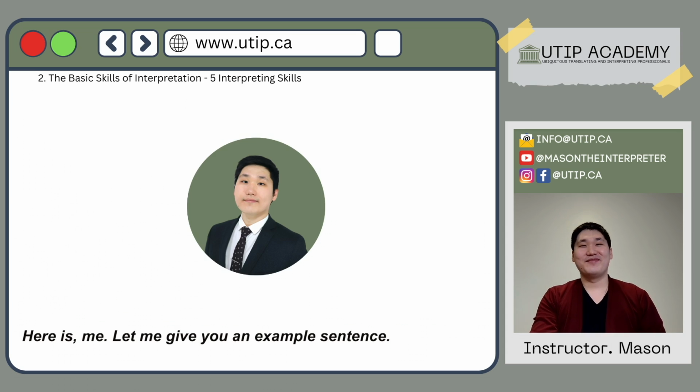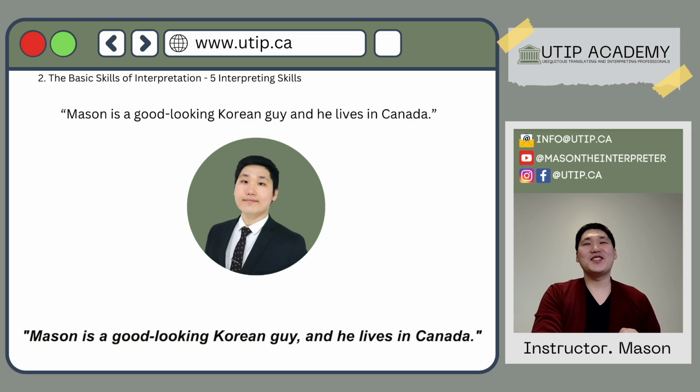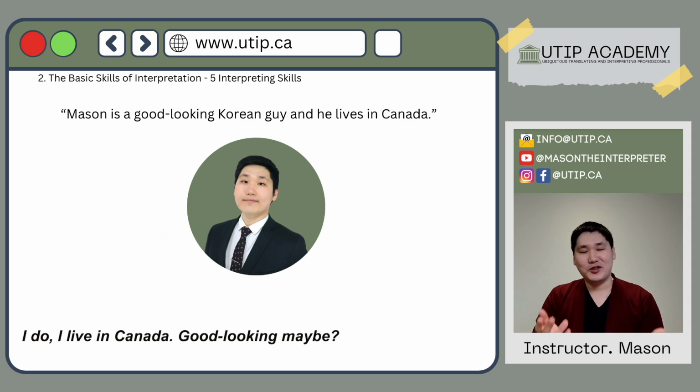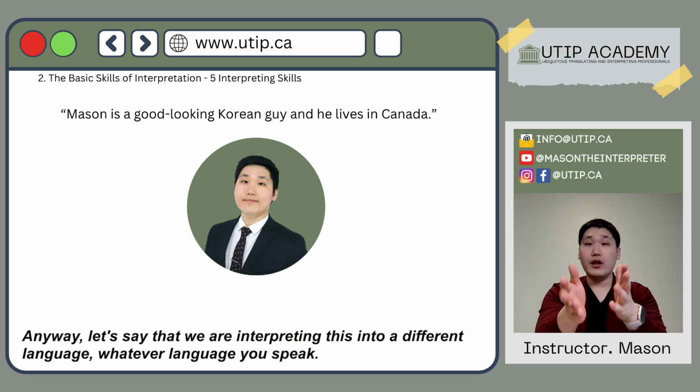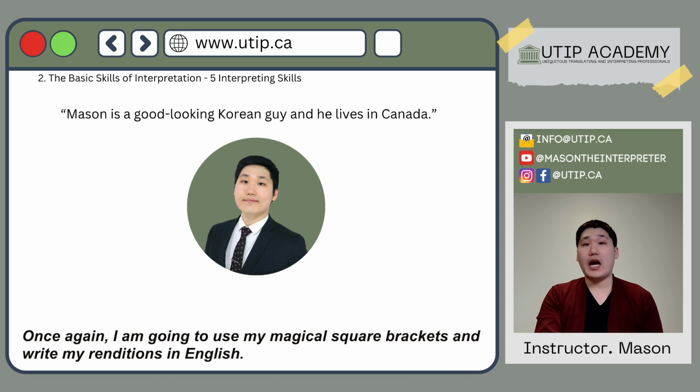Here's me, and let me give you an example sentence. Mason is a good-looking Korean guy, and he lives in Canada. Well, I do live in Canada. Good-looking, maybe? Anyway, let's say that we are interpreting this into a different language, whatever language you speak. Once again, I'm going to use my magical square brackets and write my renditions in English.